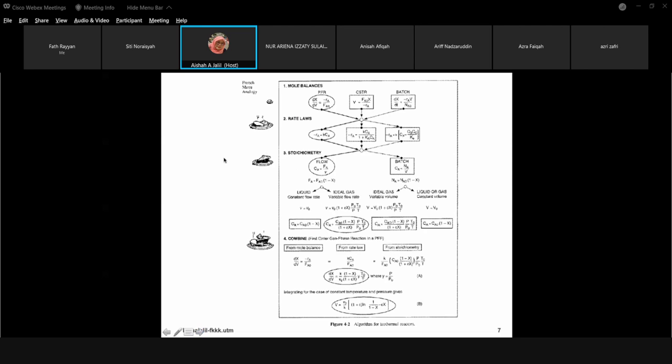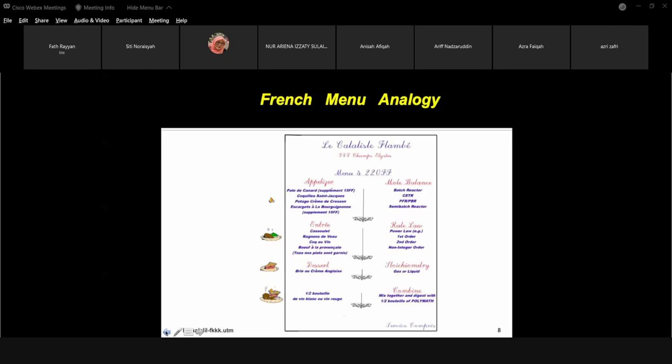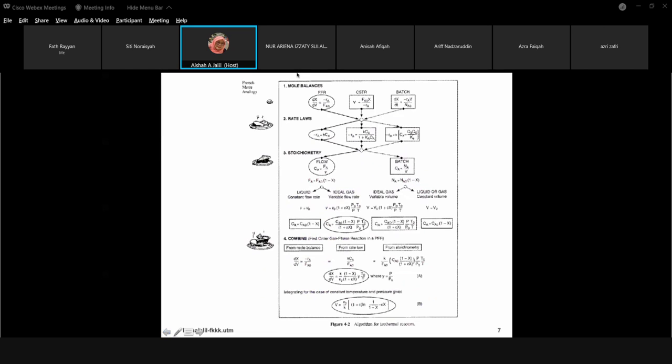Okay, this is the French menu analogy. It's the same, they just want you to understand. Number one is what? I think number one is the mole balance equation. So that's why we have PFR, CSTR, batch, and then the rate law.